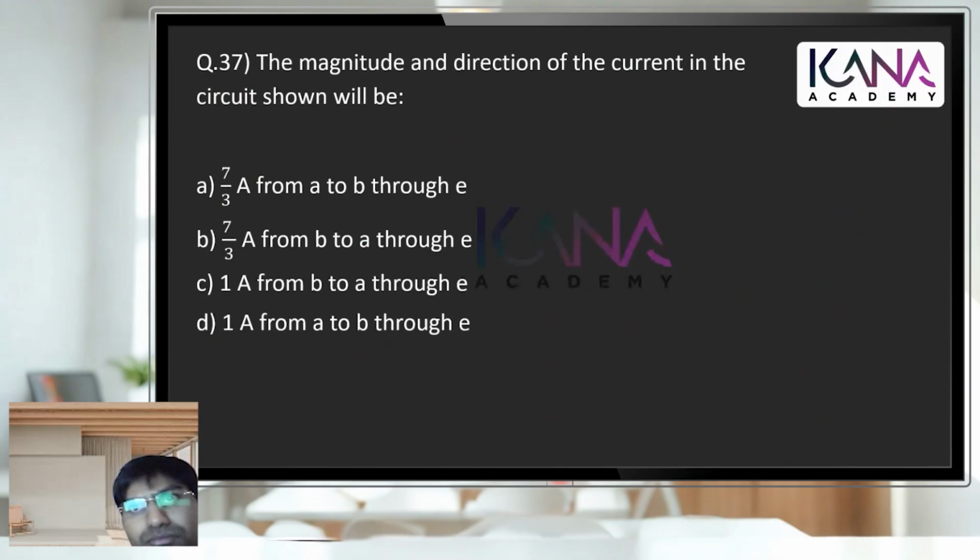Next question. So there are two sources, this 10 volt and then 4 volt, etc. We need to find the current and direction through the branch E. Since this 10 volt is greater than 4 volt, the net drive is clockwise.